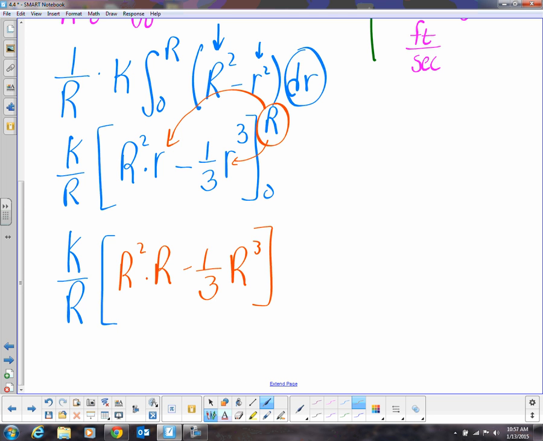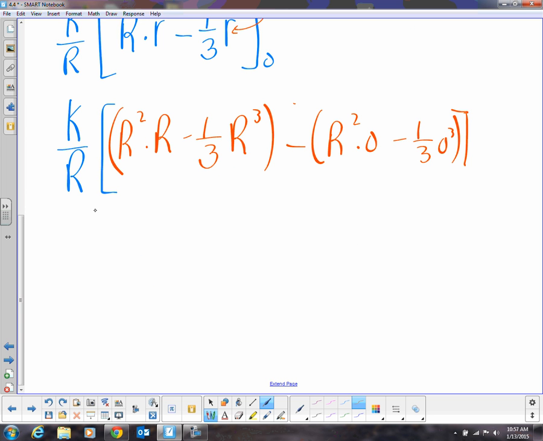Minus, and I shouldn't have put that there. Okay, I'm going to put that in parentheses, and from that I'm going to subtract capital R squared times 0 minus 1/3 0 cubed. Right, but when you're in trig, that won't happen. So you got k over r times, all right, this is going to be r cubed minus 1/3 r cubed. What is that?